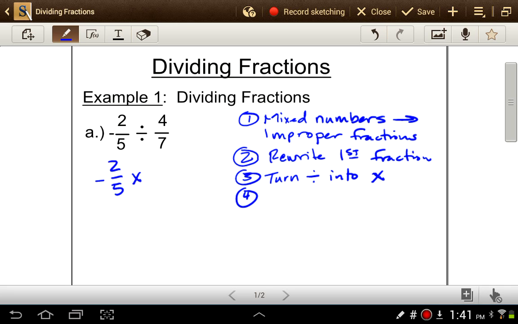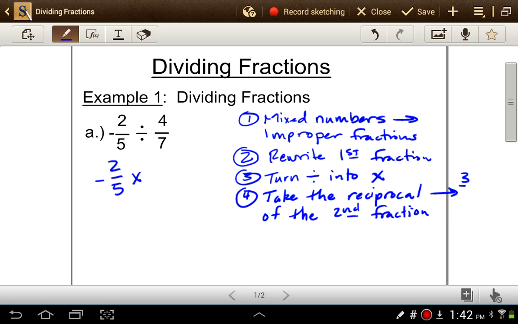The next step that we are going to do is take the reciprocal of the second number. The reciprocal, okay, is when you flip the numerator and the denominator. Okay? So when I flip the numerator and denominator, that's my reciprocal. So for example, if I have 3/5, the reciprocal of that would be 5/3. If I had 2/8, the reciprocal of that would be 8/2. If I had 7, the reciprocal of that would be 1/7, because 7 is 7/1. So that's what a reciprocal is.